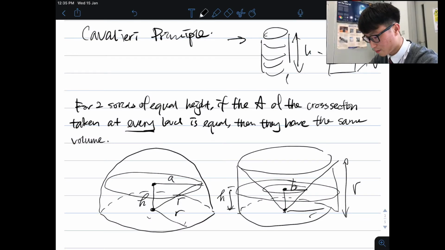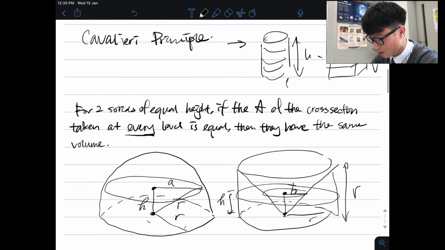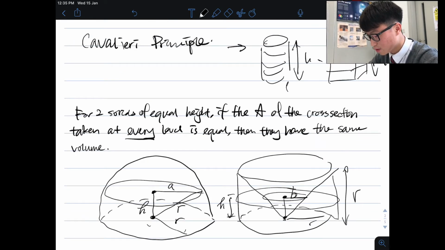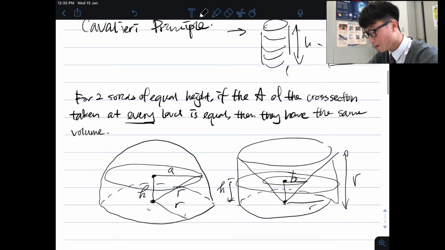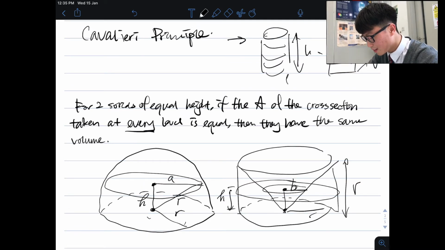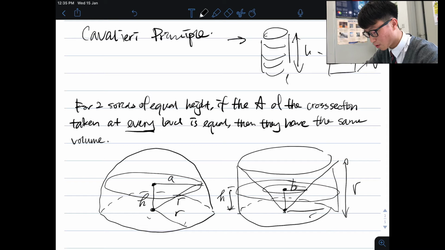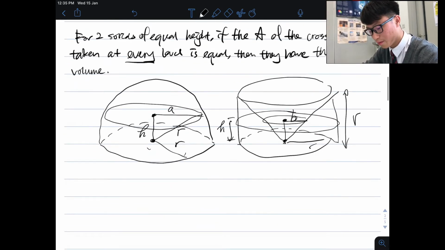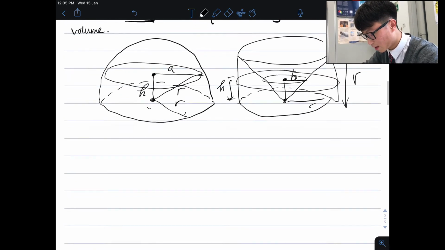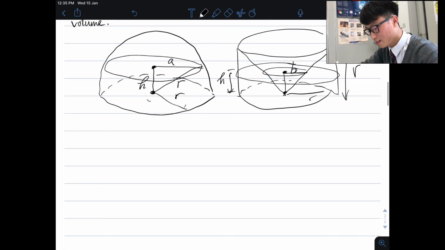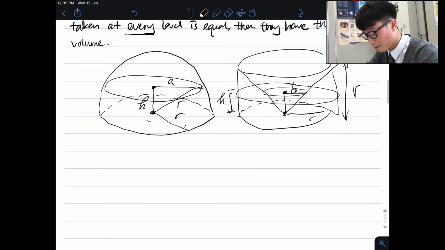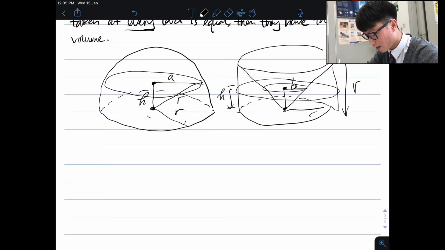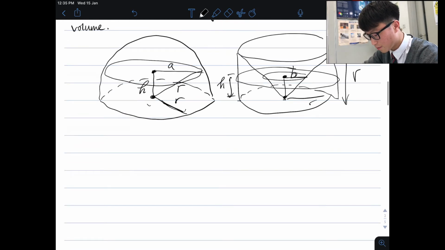Hello, we are going to prove the volume of a sphere. According to Cavalieri's principle, for two solids of equal height, if the area of the cross section of the two solids at every level is equal, they have the same volume. Looking at these two diagrams, one is a hemisphere with radius r as shown here.